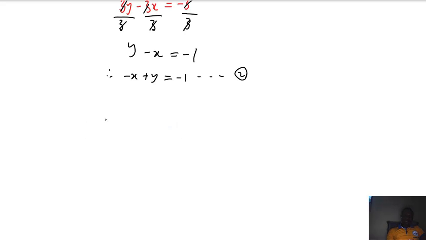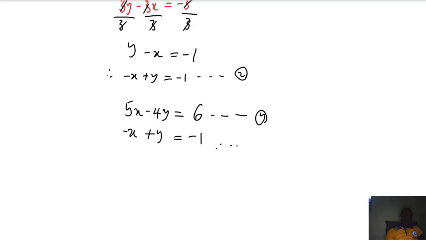Now, let's bring equation 1 and equation 2 here. Equation 1 is 5x minus 4y equals 6, and equation 2 is negative x plus y equals negative 1. Let's use the substitution method by making y the subject in equation 2.